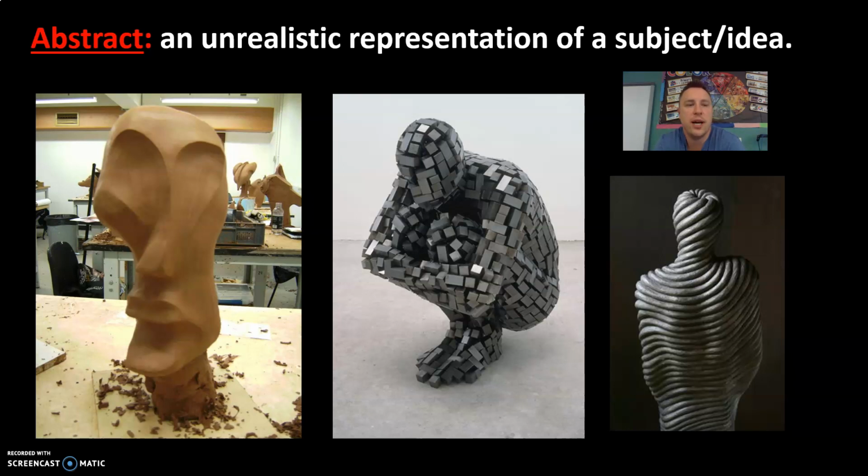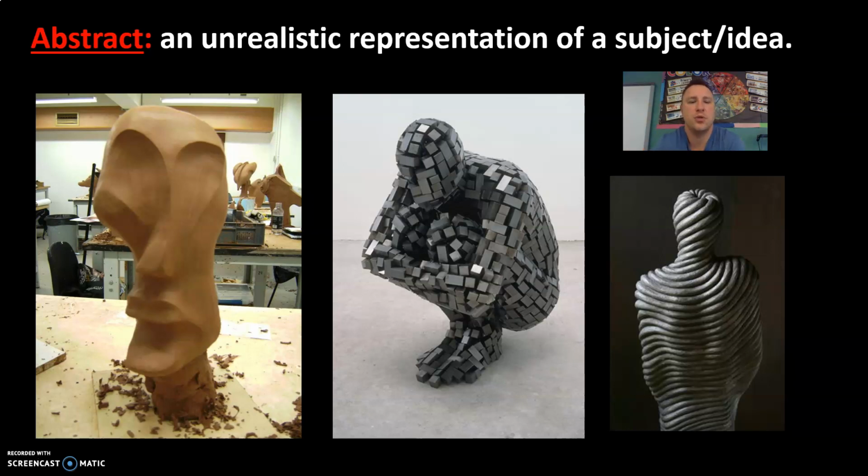So the first word, abstract, means an unrealistic representation of a subject or idea. All three of these images are representing different subjects and different ideas. The image on the far left looks to be some kind of human face, carved out of wood or clay. The image in the middle looks like some figure crouched down, hugging their legs. It looks like it's made out of different pieces of metal cubes, metal blocks. And the one on the bottom right looks almost like a human figure, but wrapped up into kind of rope or twine.